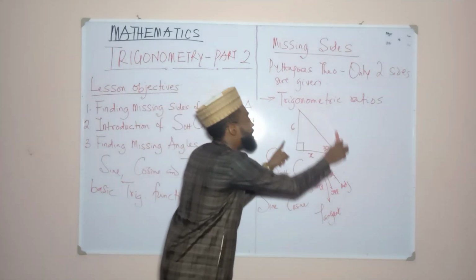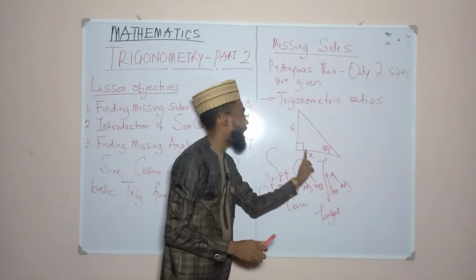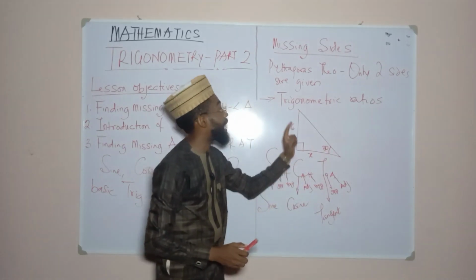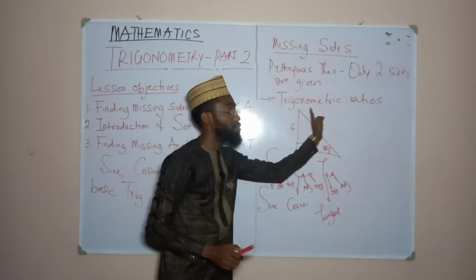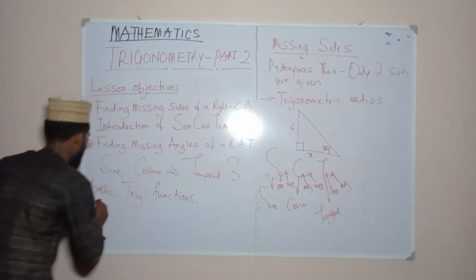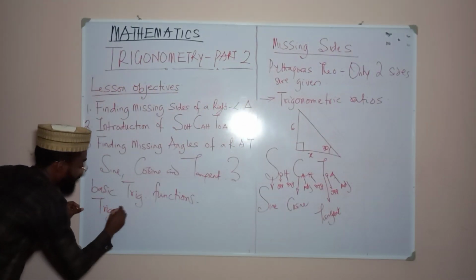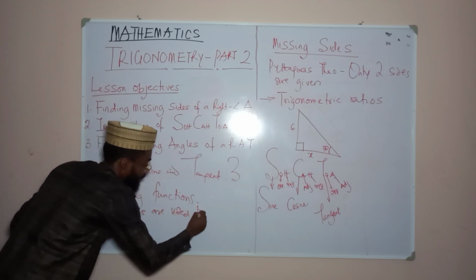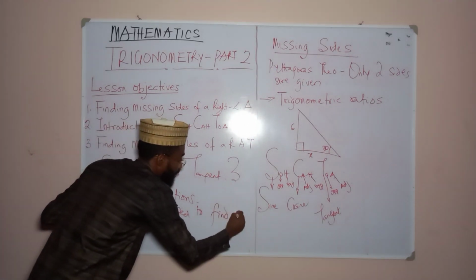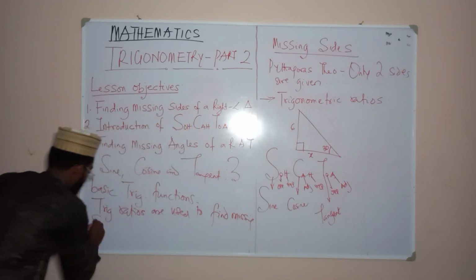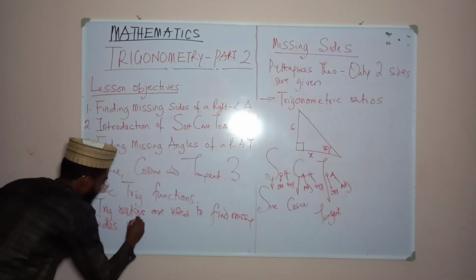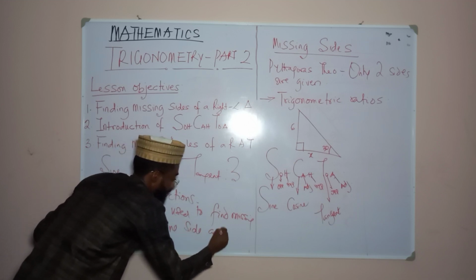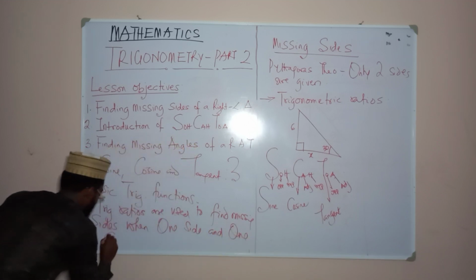So when you have a case where a side and an angle is given, you are not allowed to use Pythagoras, you're going to use your trig ratios. So we use the trig ratios to find missing sides. Please take note. Trig ratios are used to find missing sides when one side and one angle is given.